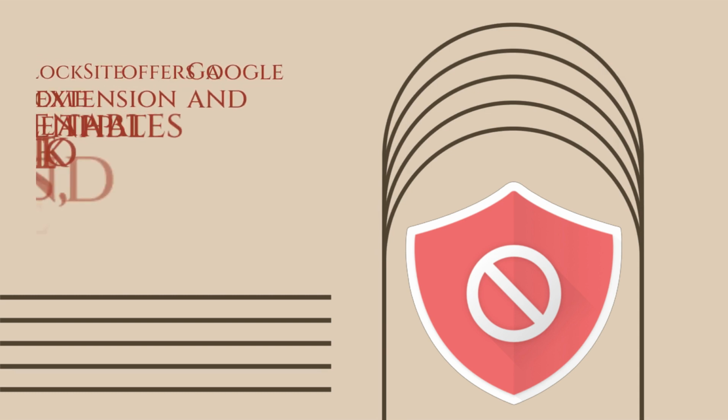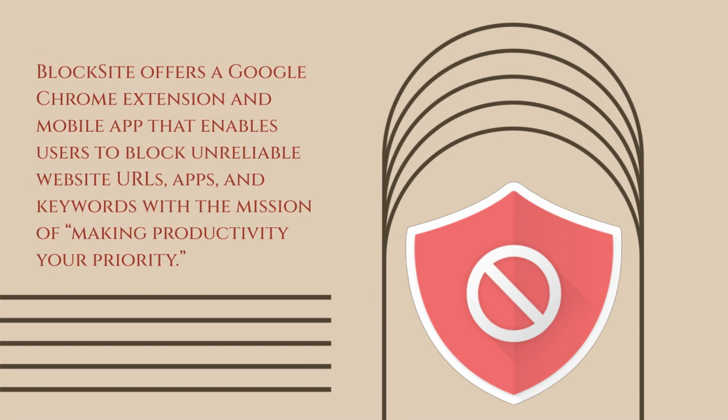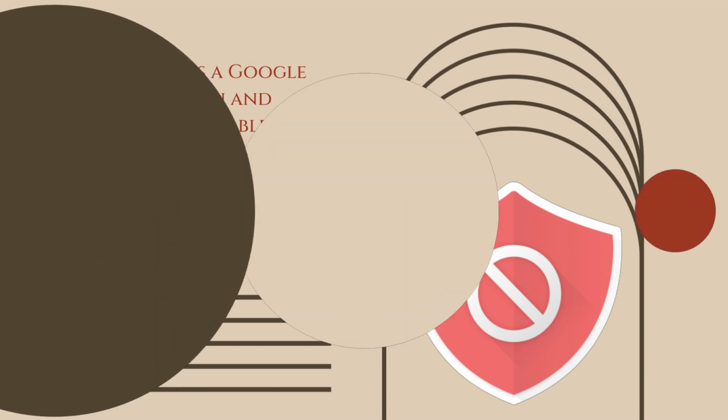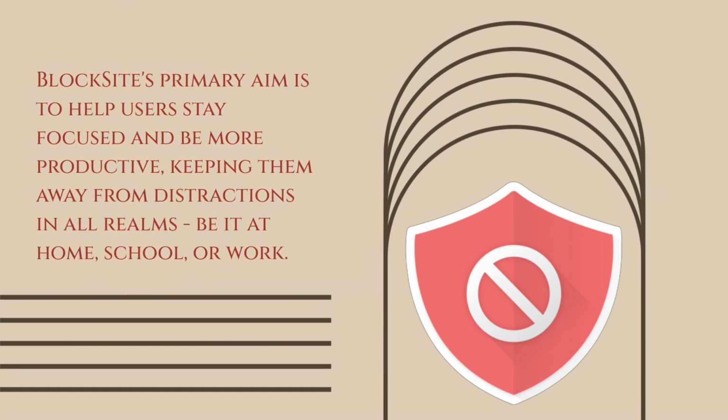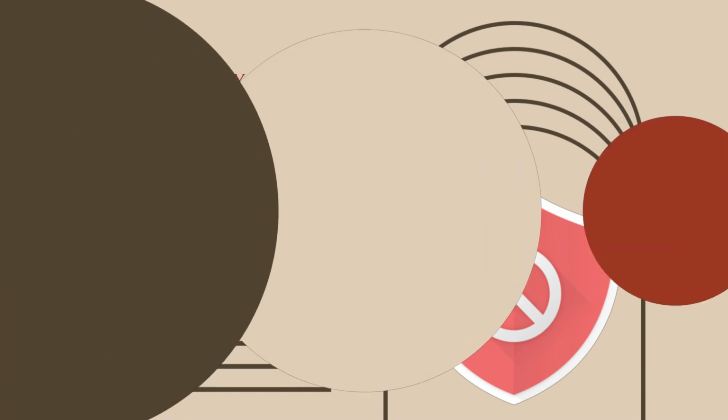BlockSite offers a Google Chrome extension and mobile app that enables users to block unreliable website URLs, apps, and keywords with the mission of making productivity your priority. BlockSite's primary aim is to help users stay focused and be more productive, keeping them away from distractions in all realms, be it at home, school, or work.